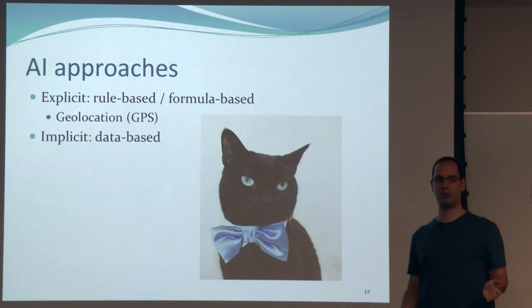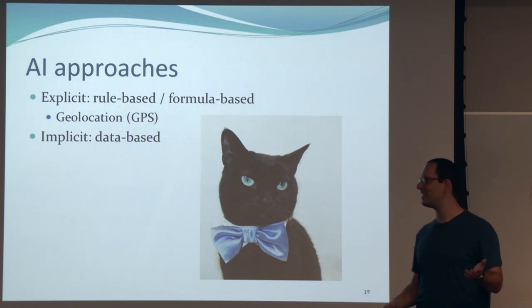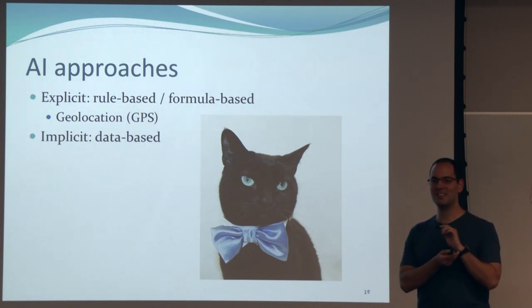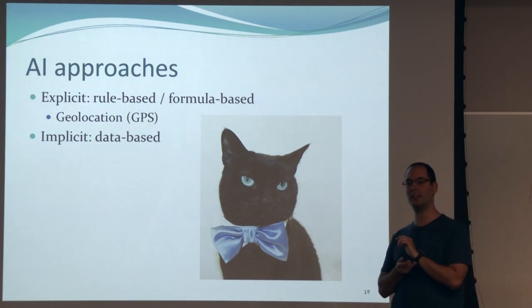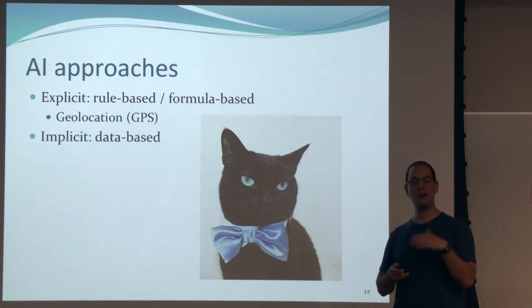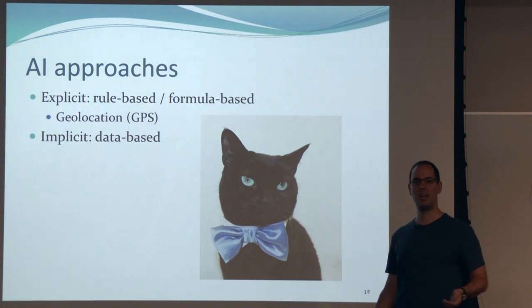What's in the picture? A bow tie. What else? A cat. Thank you. Wow. 3 seconds that took you? Okay, but 3 seconds, that's still very efficient. You're very good. Can I ask you, how did you do it? How did you determine that this is a cat?